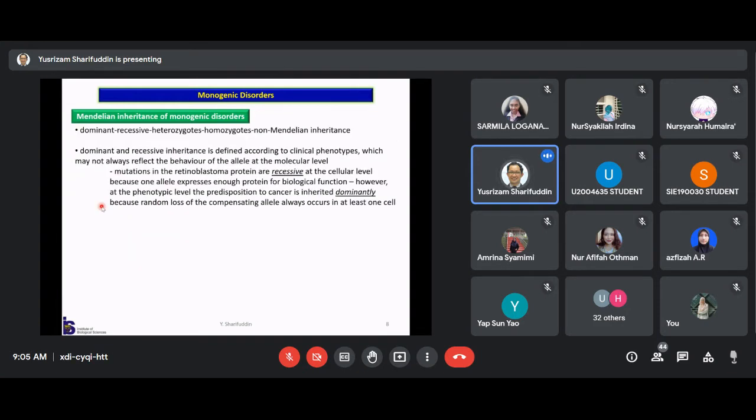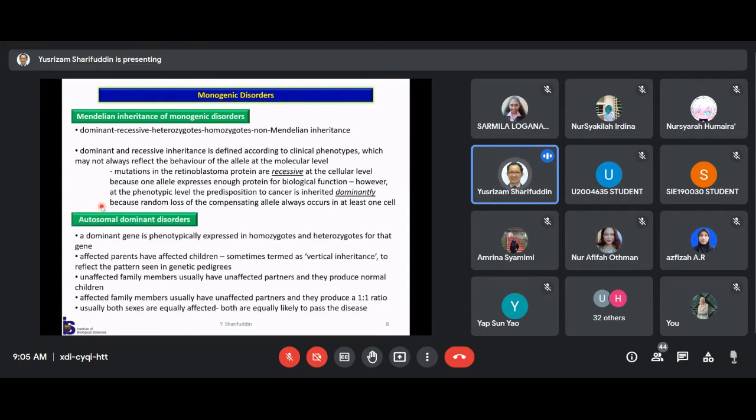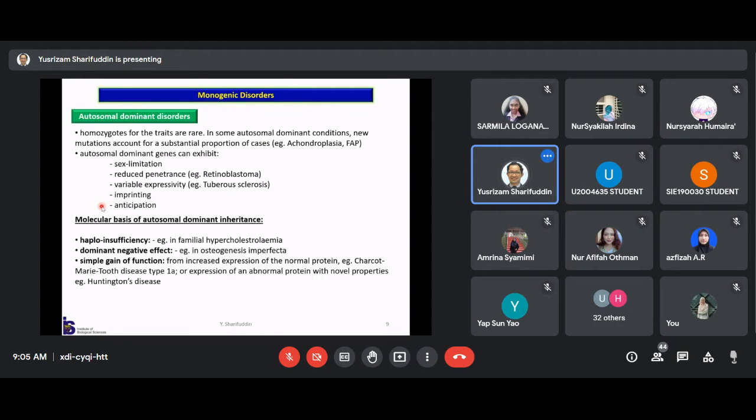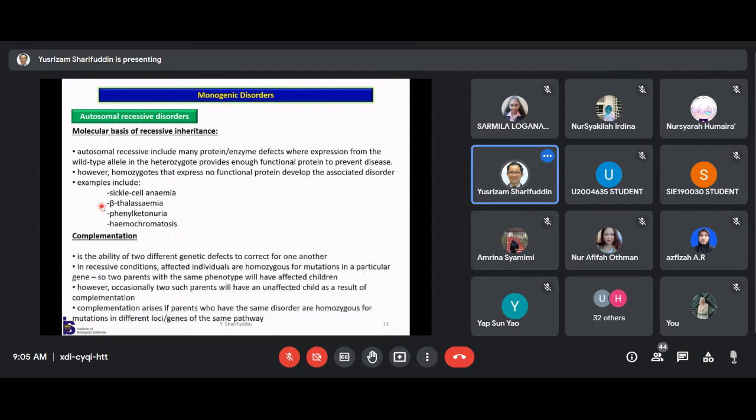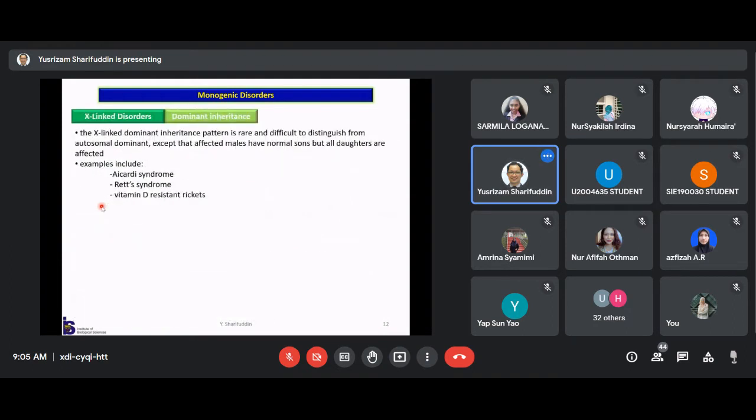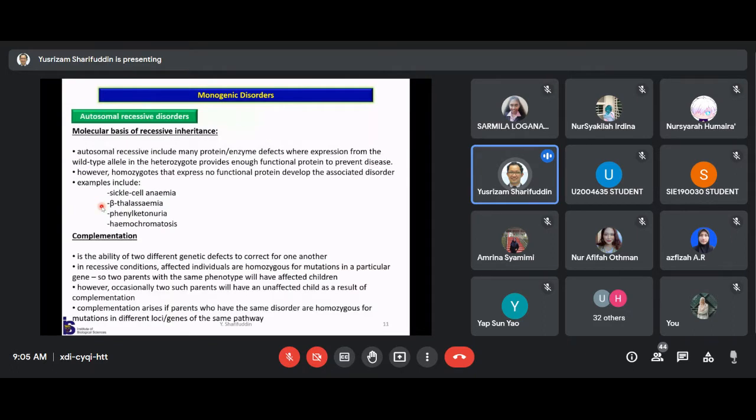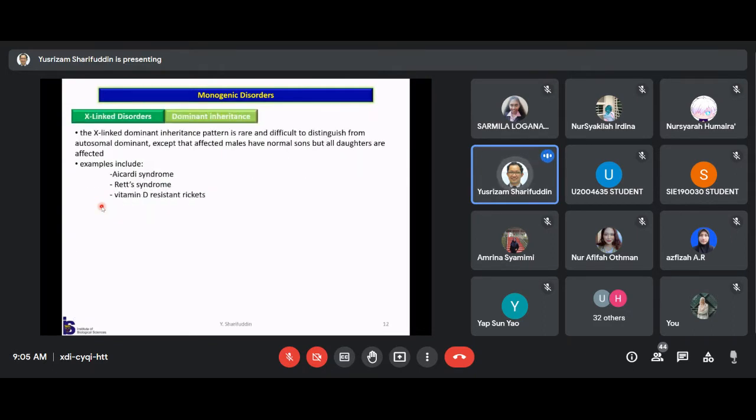Then I went through the Mendelian inheritance of monogenic disorders, the types: autosomal dominant disorders and autosomal recessive disorders. And then we're going to look at X-linked disorders today. Okay, so X-linked, as you know, is related to autosome. No, it's not. It's the sex chromosome X. Nobody actually corrected me on that.